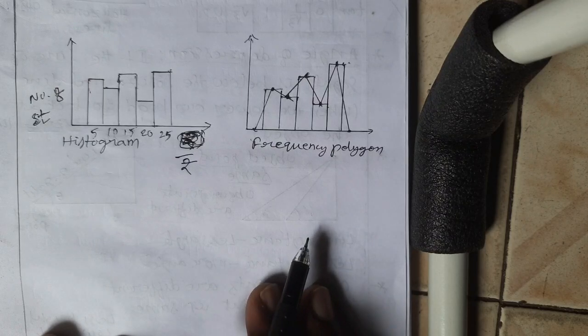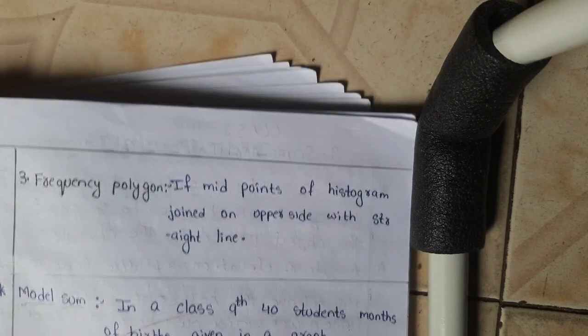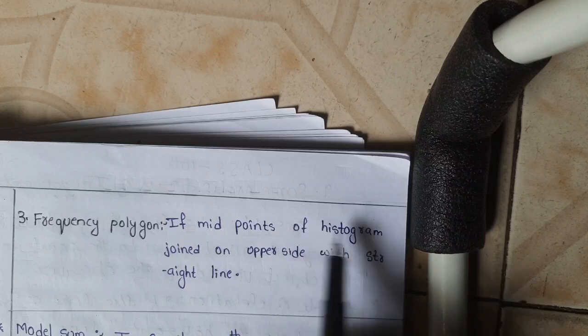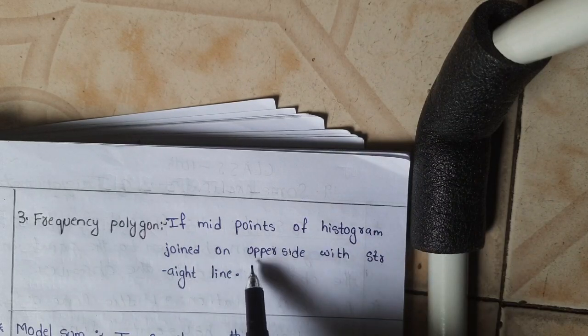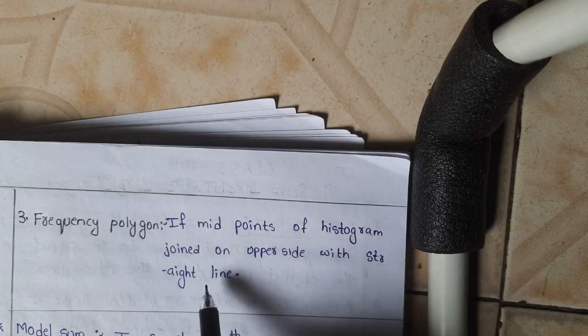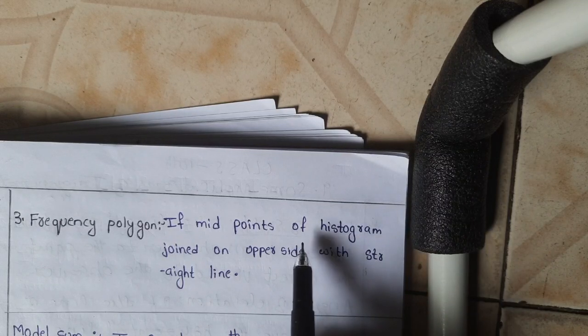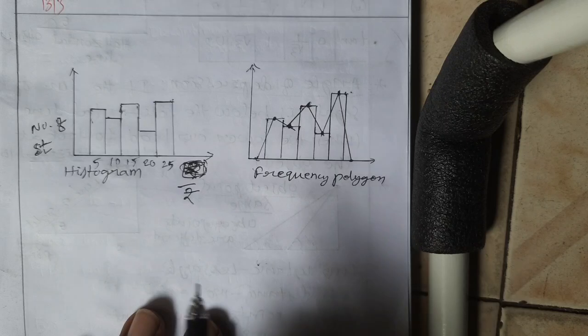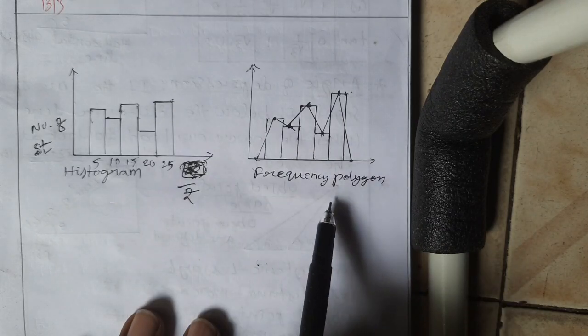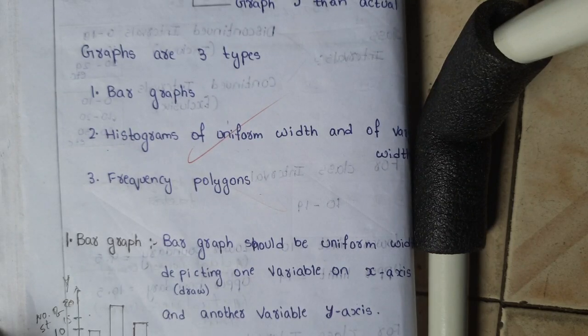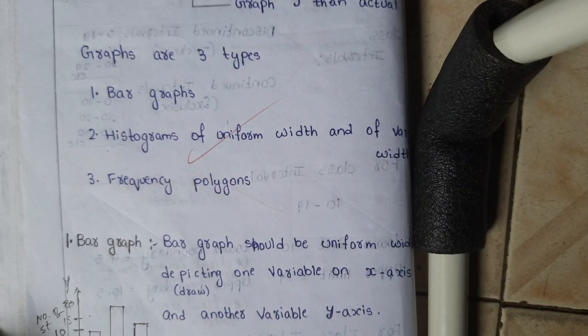We are going to discuss those values again. Frequency polygon, how it is, I am showing, see once. Frequency polygon, the third one. If the midpoints of the histogram are joined on the upper side with a straight line, this must be drawn with a scale only, not a freehand curve. See in these pictures, histogram as well as frequency polygon, all these, bar graphs, histograms, frequency polygons, must be drawn with scale and pencil only, not a freehand curve.